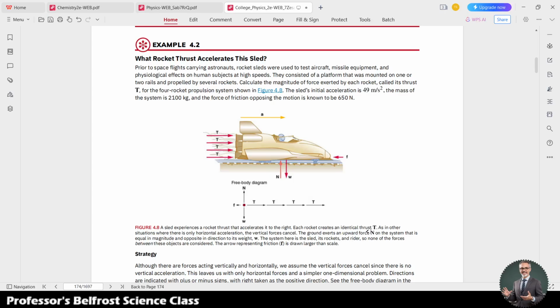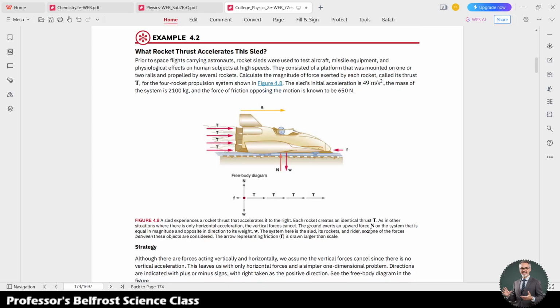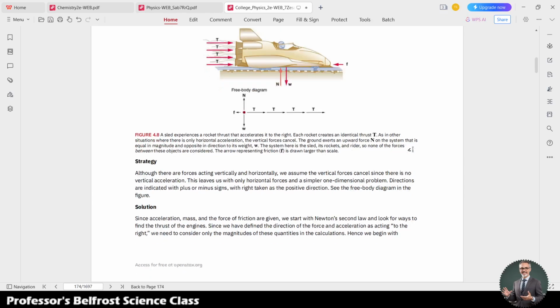Now, what rocket thrust accelerates this? Say there is a thrust force for a rocket propulsion system, and the initial acceleration is 49 meters per second squared, and the mass of the system is 2100 kilograms, and the force of friction is 615 newtons. In the horizontal direction, we don't need to consider the vertical, because the vertical doesn't affect the horizontal motion that we are interested in. So T minus F equals ma, right?